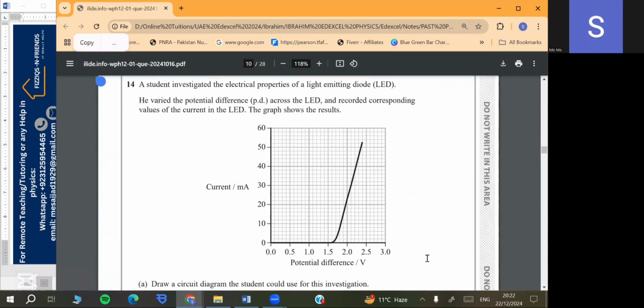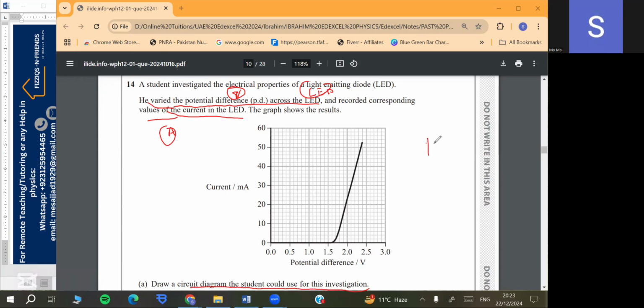Question 14. A student investigated the electrical properties of a light emitting diode. He varied the potential difference across the LED. You see, they're saying varied. It means you have some mechanism in your circuit to change the potential difference. And recorded corresponding values of the current in the LED. It means you are measuring the current, so you must have an ammeter in your circuit. Also, you're changing potential difference, so you must have a voltmeter in your circuit. You should have an LED in your circuit. The graph shows these results, and they're saying draw a circuit diagram the student could use for this investigation.